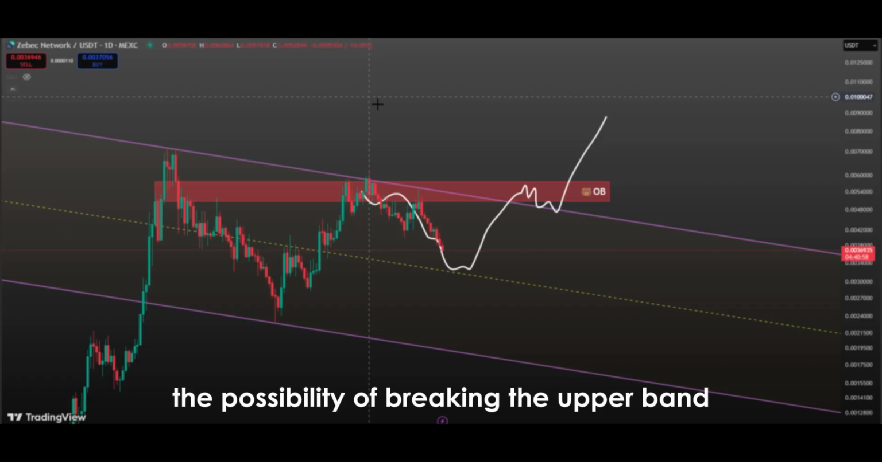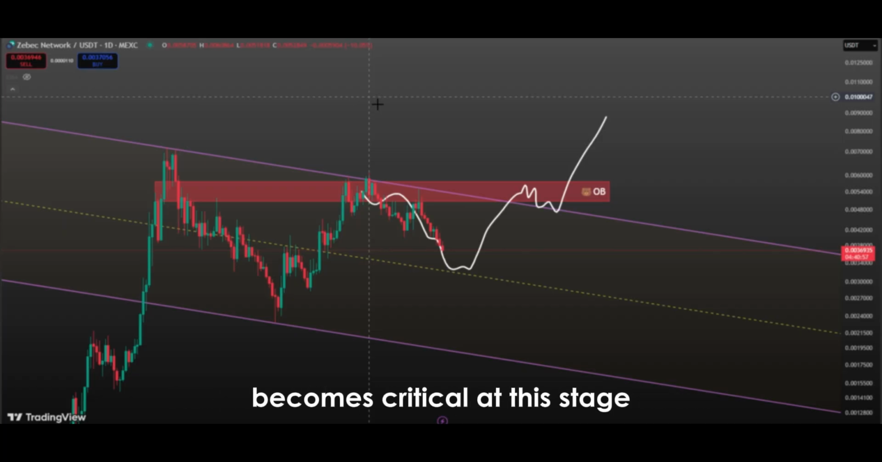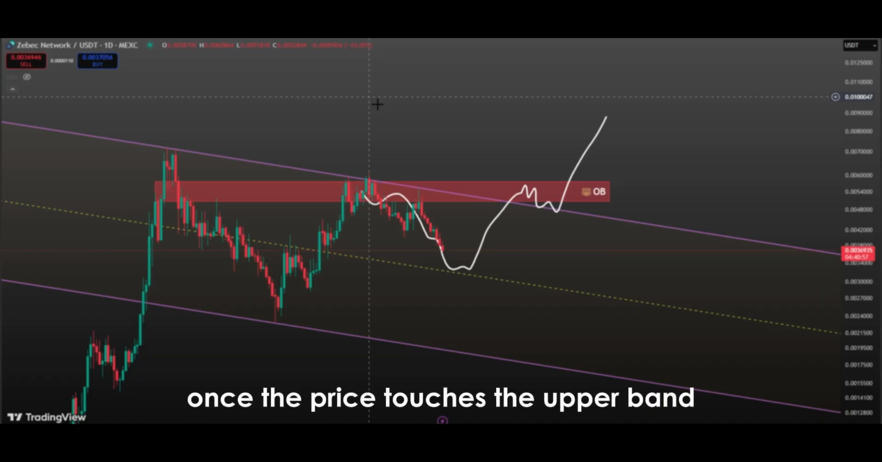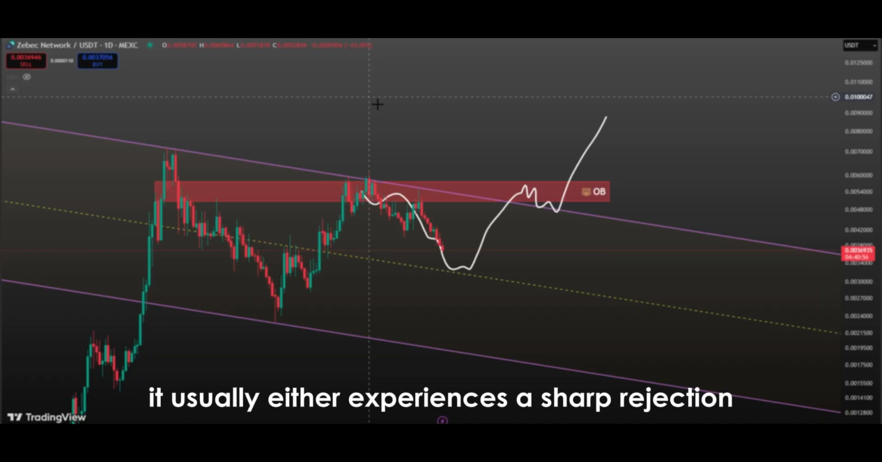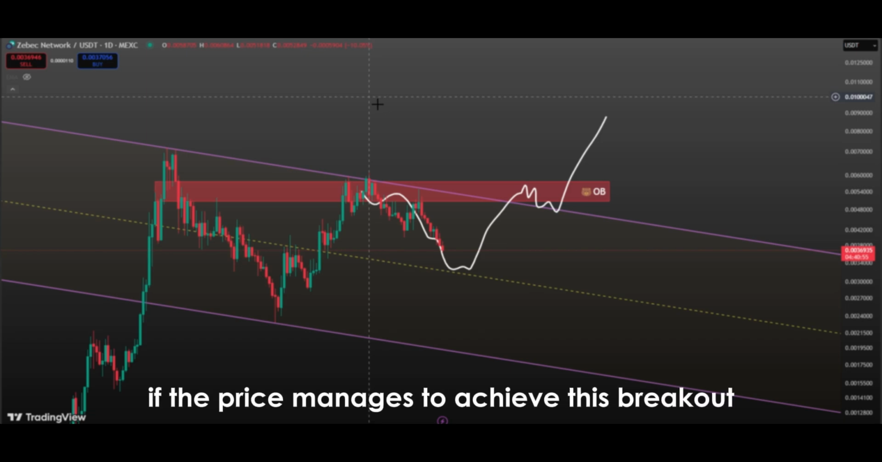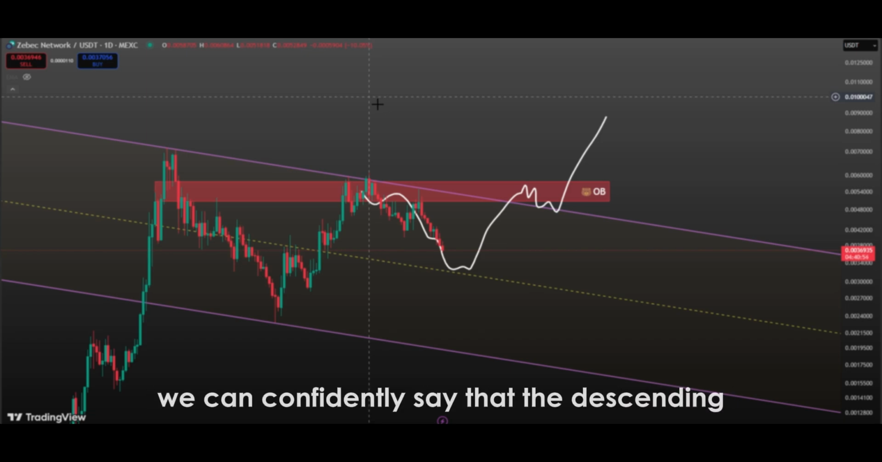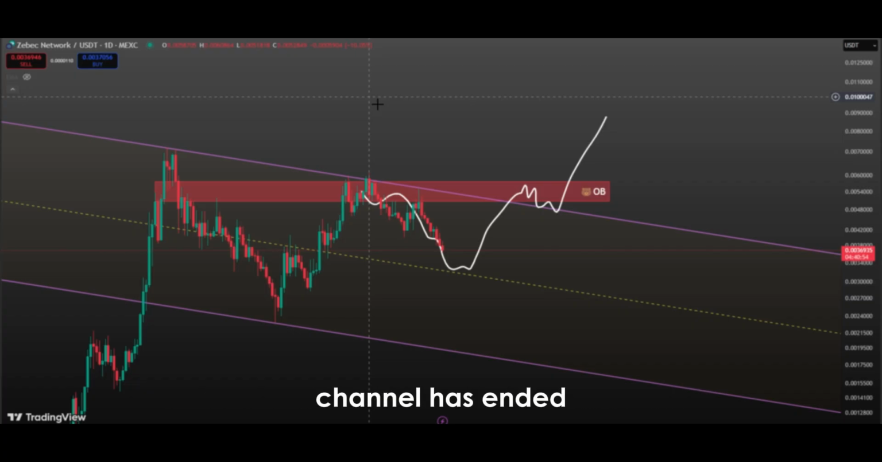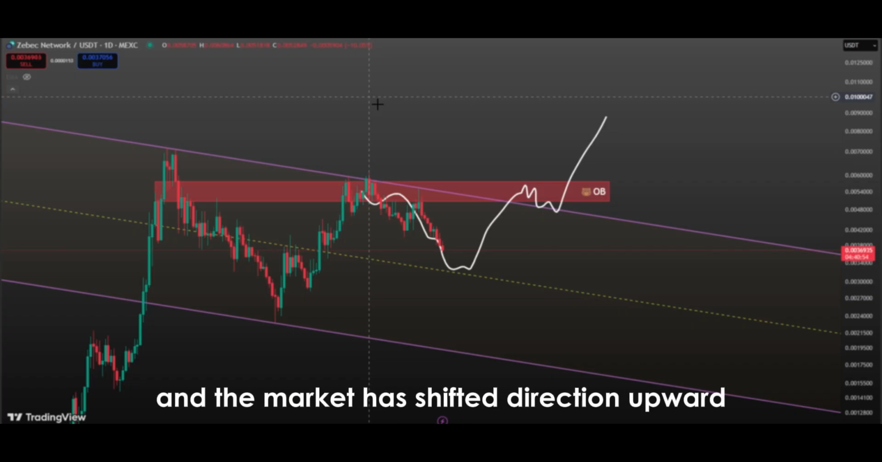The possibility of breaking the upper band becomes critical at this stage. Once the price touches the upper band, it usually either experiences a sharp rejection and pulls back toward the midband, or breaks the band with strong volume and steps into a new upward trend. If the price manages to achieve this breakout, we can confidently say that the descending channel has ended and the market has shifted direction upward.